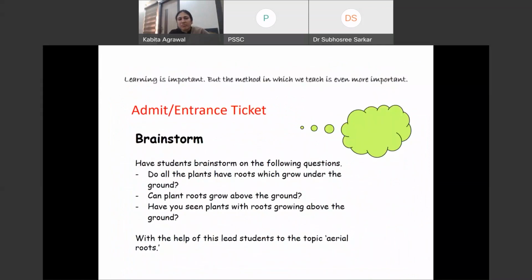Okay, so admitting to the topic is very, very important, like brainstorming. The brainstorming ideas have to be very relevant. Brainstorming is a very interesting strategy, but how you do it is very important. Don't put in questions which are irrelevant. Sometimes we just know the topic and want to build on it, so we put in questions where they are already aware of the facts, and here you fail to create the curiosity which is required. So the questions you pick, or the way you make them think, is very, very important.